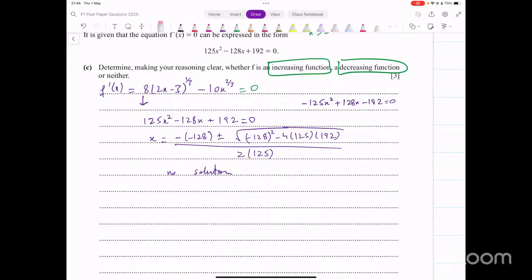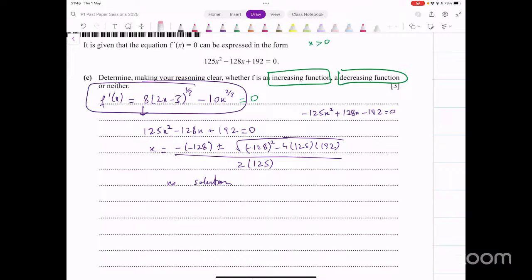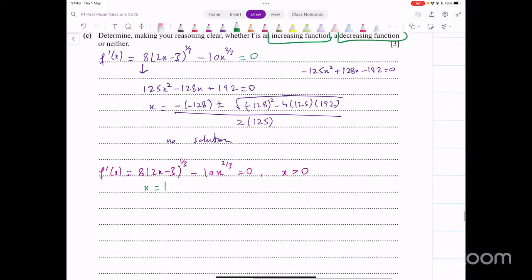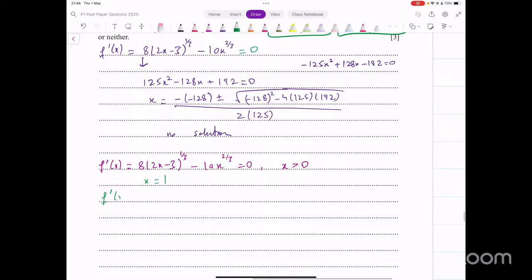Now, which one of those two is it? We've got the derivative for that. We've got the original function for that. What we can do is say in that original derivative that we've got, f dash of x equals 8 into 2x minus 3 whole raised to power 1 over 3 minus 10x raised to power 2 over 3 equal to 0. We know x is greater than 0. Input any value of x in this and see whether you get a positive derivative or a negative derivative from that. Input x equals 1, for instance, any value in the domain, and see what the derivative value turns out to be.